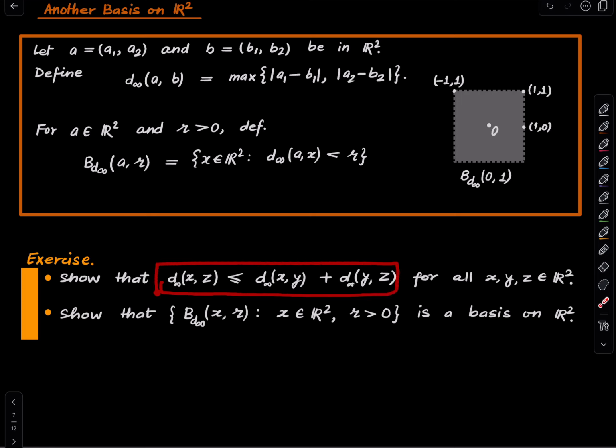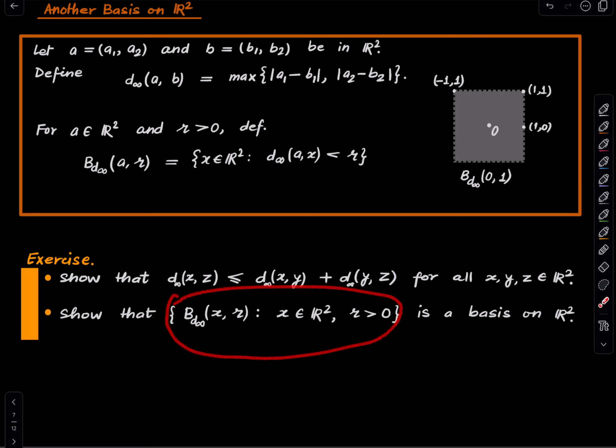Very simple exercise. And if you vary over all points in R2 and all real numbers, and you collect all the corresponding infinity balls, that also forms a basis on R2. So exactly what we did for the Euclidean distance, you can do for the infinity distance. Instead of circles, you will see squares. That's all. Okay, so now let's move on. So this is another basis on R2, a different basis on R2.